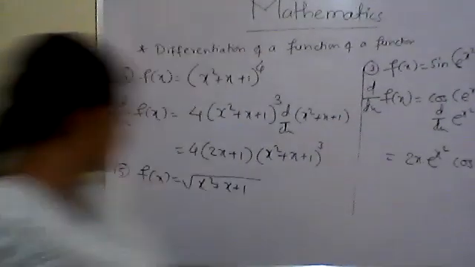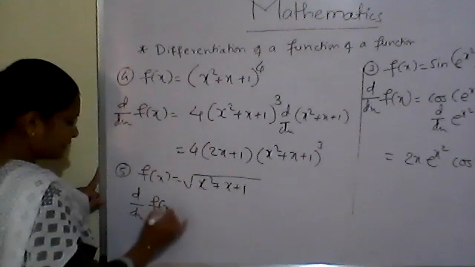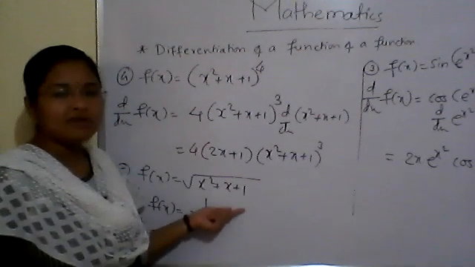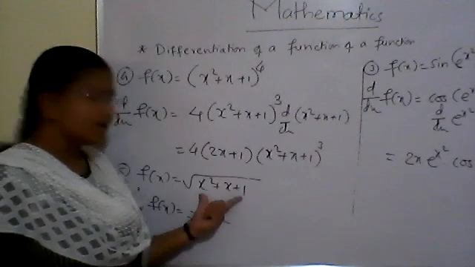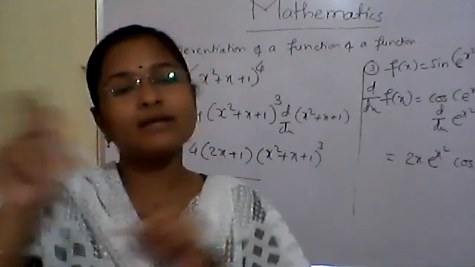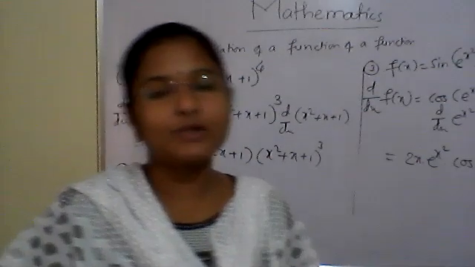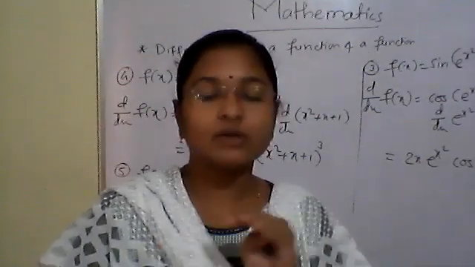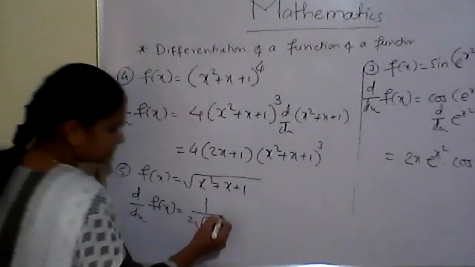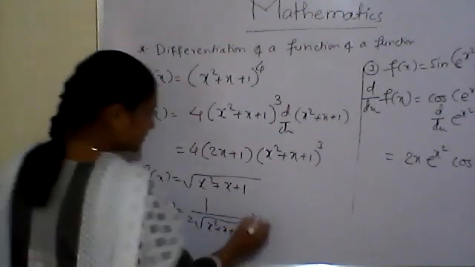So, ma'am, the derivative of this function is d by dx of f of x is 1 upon 2 root x square plus x plus 1, raised to the power 1 by 2, so you write 1 by 2 minus 1, which is negative 1 by 2. Same, it will come 1 by 2, then 2x plus 1, same you will give.